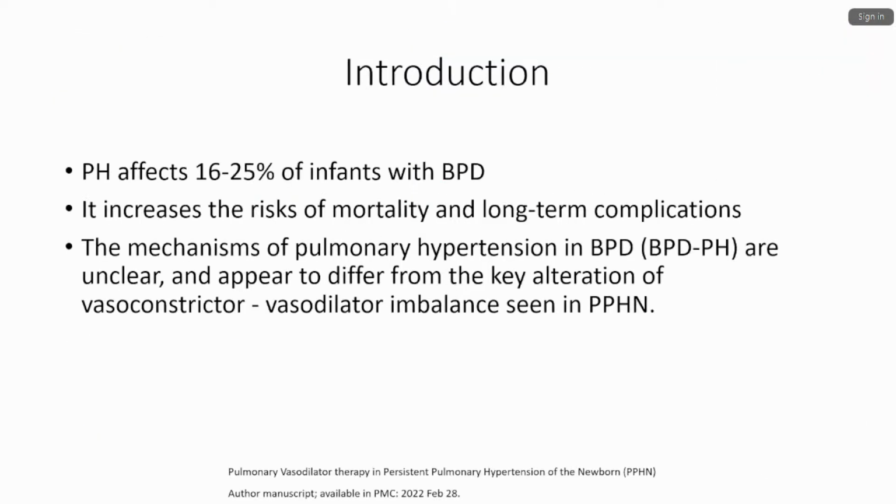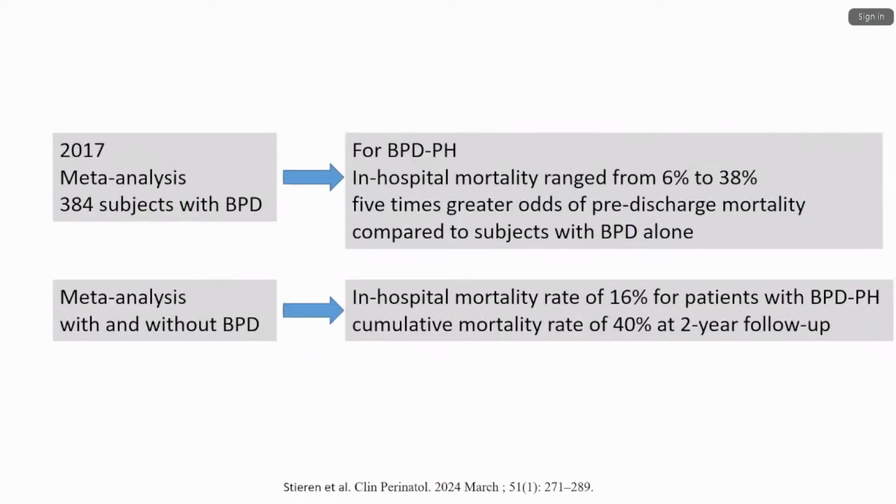Introduction. Pulmonary hypertension affects around 16 to 25% of the infants with BPD. It increases the risk of mortality and long-term complications. The mechanisms of pulmonary hypertension in BPD are unclear and appear to differ from the key alteration of the vasoconstrictor and vasodilator imbalance seen in PPHN.